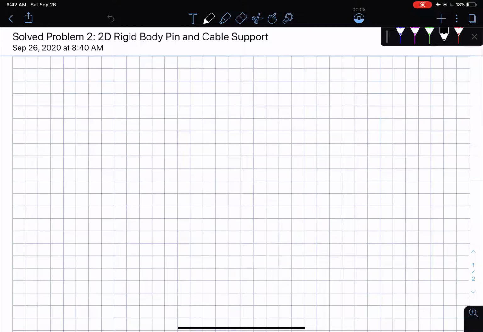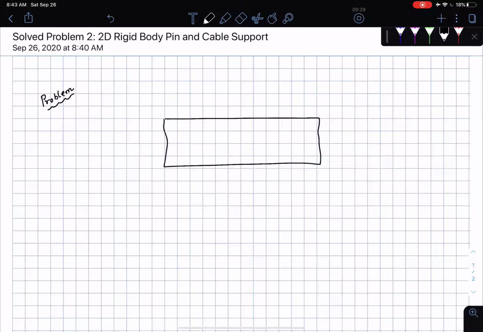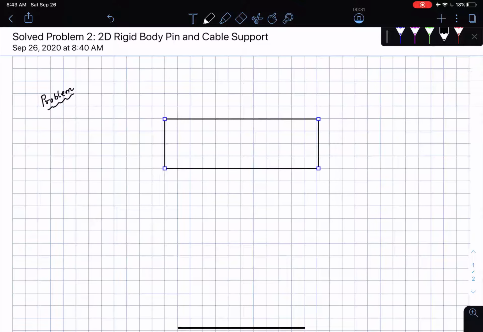Here is a problem on rigid body equilibrium, with a pin and a cable support. Let's look at this. In this problem I have some kind of a boxed structure, as you're going to see in a minute. Let me extend the size of this and make it look good. Here is the situation now. I have the following things going on in this problem.